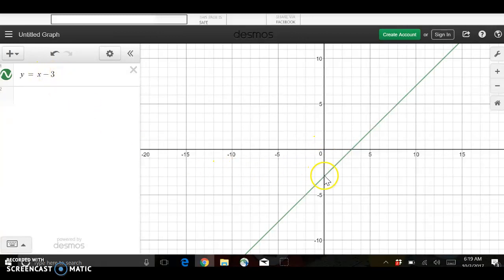So here's -3. And my slope would be 1 over 1 because the slope here is 1. So I'm going to rise 1, go up 1. Here's 1 point. Rise 1, go up 1. Here's the second point. Rise 1, go up 1. Here's the third point. And I can connect the dots and I will get the exact same line.